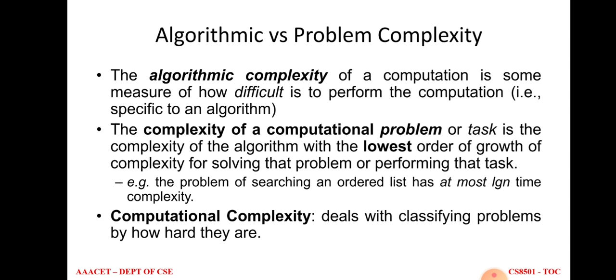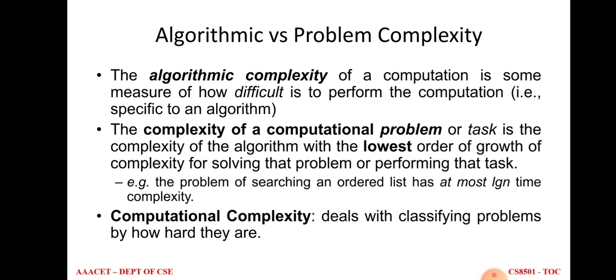What is algorithmic complexity and problem complexity? Algorithmic complexity is a measure of how difficult it is to perform the particular computation, which is specific to each individual algorithm. So the complexity of a particular problem or task means it takes the lowest order value of the growth of complexity. Consider the example: the problem of searching an ordered list has at most log n time complexity.